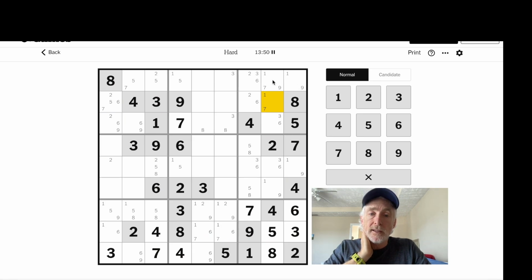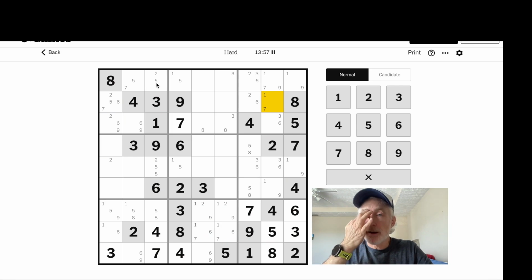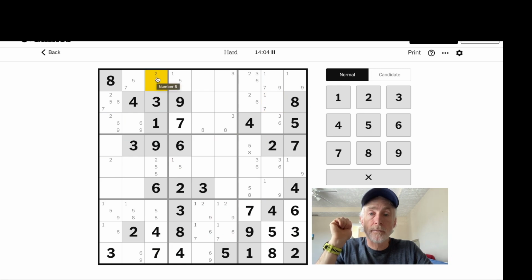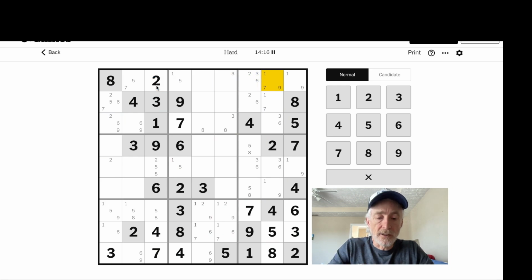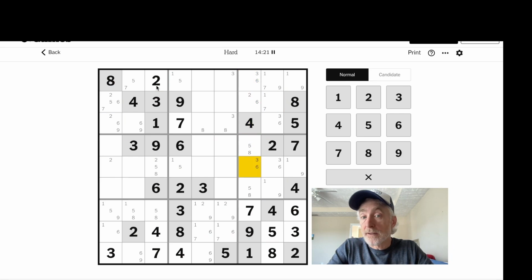So this cell, this cell, this cell, and this cell are limited to the digits 1, 5, 7, and 9. So that means 5 can't go here, is what that means. So this has to be a 2. I hope that makes sense. It's a little hard to understand, I think, when you're first learning it, but that makes this have to be a 2. And we can now take 2 out of here. So that 3, 6 now pairs with this 3, 6 in this column, making this a 2.